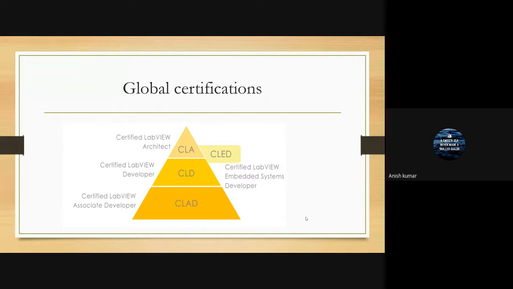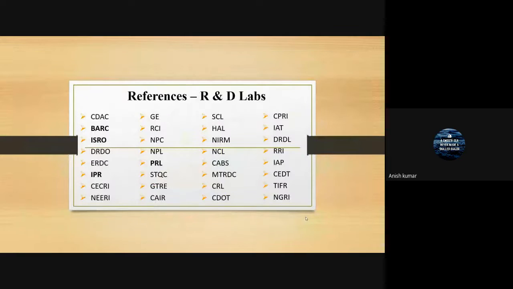This is the global certification track. The first one is CLAD, Associate Developer, the second one is Developer, and the third one is Architect. And we have one more certification, the Embedded Systems Developer, which is a domain-specific certification. Only after CLD can you do that. So these are the things available in National Instruments, right?